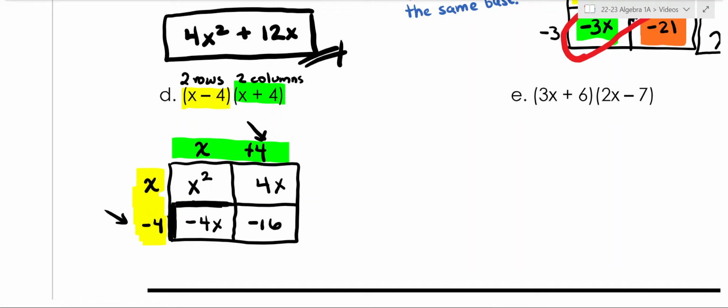Okay, and where do we usually find our like terms? And yes, indeed, they are like terms. Are they always going to be there? No. Okay, no, no, no. They're not always going to be there.